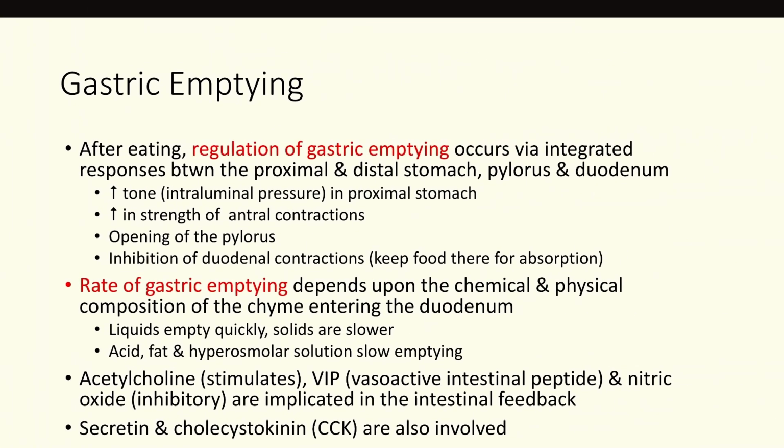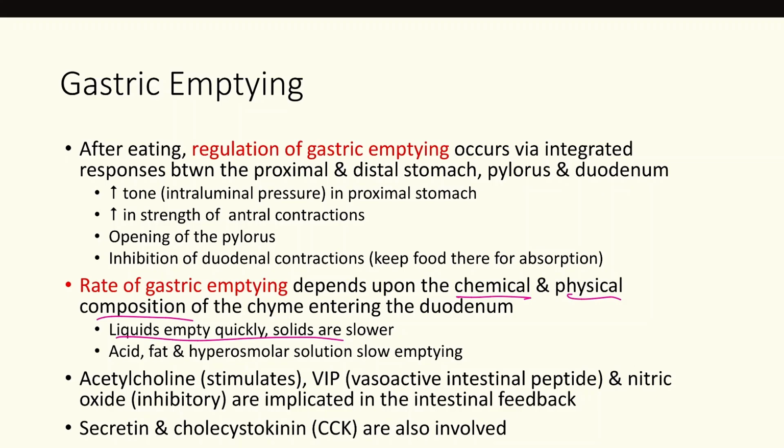So after we eat, the regulation of gastric emptying is a combination of nerve input and whatnot. Increased tone in the proximal stomach, increase in strength of the antral contractions, opening the pylorus, and then inhibition of duodenal contractions, so we keep the food there. The rate of gastric emptying depends on the chemical and physical composition of the chyme that's entering the duodenum. Meaning, liquids will empty quickly, solids go slow. That's why if you drink water by itself, it'll go into your system pretty fast. But if you have just solid food, you've got to break it down, digest it, and whatnot. That's why protein shakes help, because you don't have to worry about breaking down the protein. You just drink it, and it's already ready for digestion and absorption.